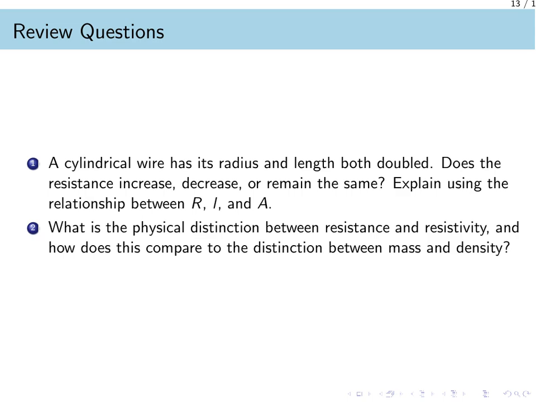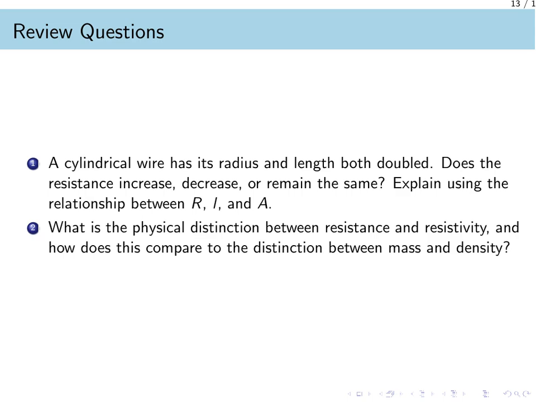First, if a cylindrical wire has both its radius and its length doubled, will its overall electrical resistance increase, decrease, or remain the exact same? Try to explain your reasoning using the mathematical relationship between resistance, length, and cross-sectional area. Think about how doubling the radius affects the area.